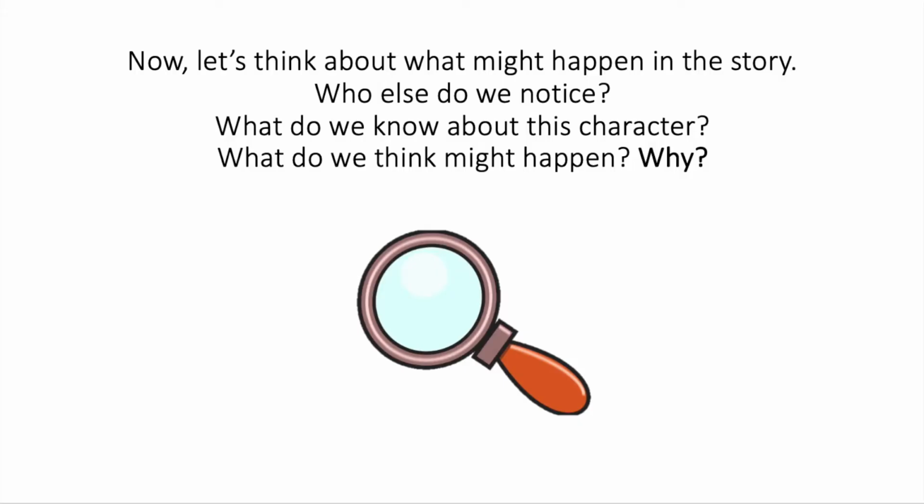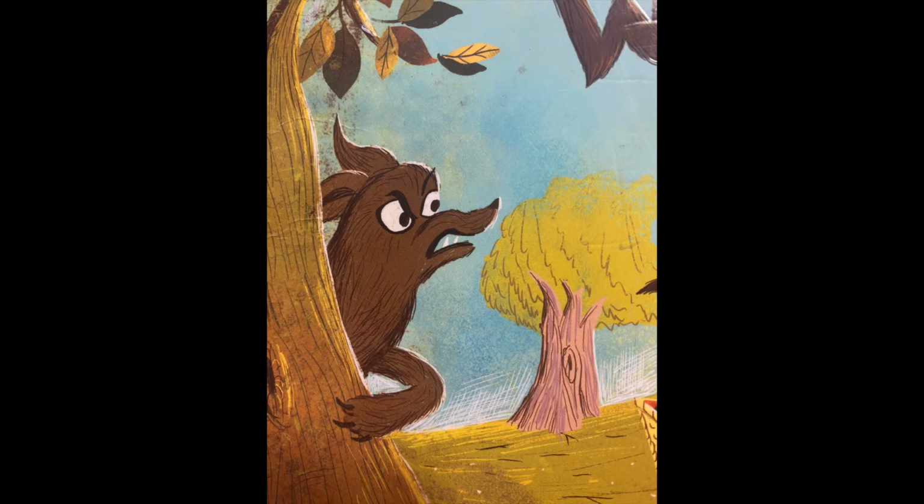Now we're going to have a think about all of the things that we've noticed so far and what they tell us about what might happen in the story. So what other characters do we notice on the cover? There's one character that should be very familiar to us because he takes part in lots of the stories we read in school. What do we know about the wolf? And what does this tell us about what might happen in the story? Can you write down a prediction maybe of what this character might do in the story?